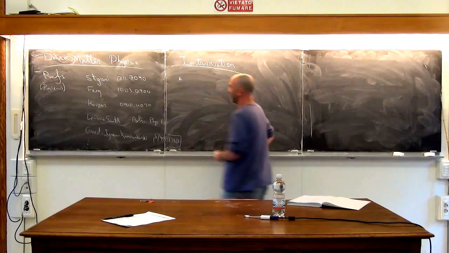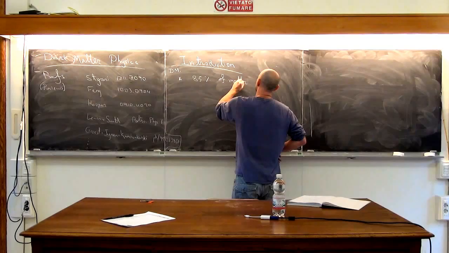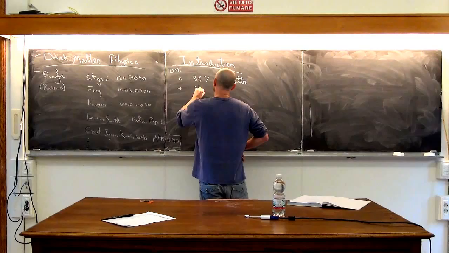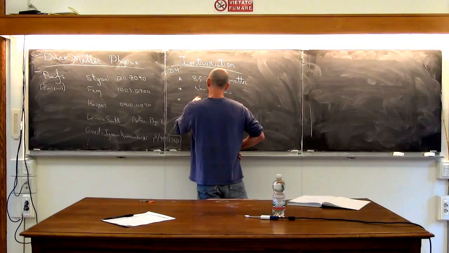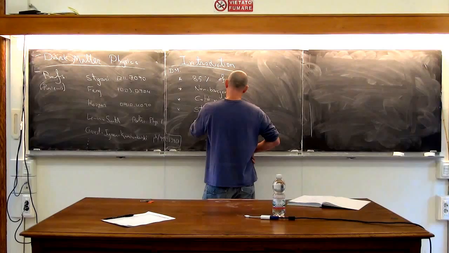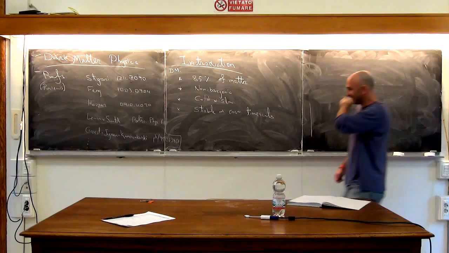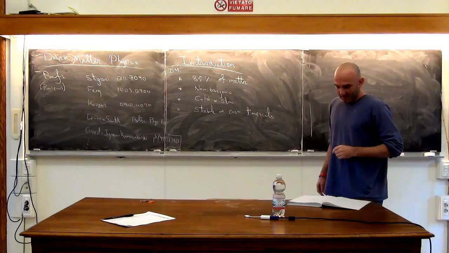The first thing is that it composes roughly 85% of matter in our universe. We know it is non-baryonic. We know it is cold and slow. We know it is stable on cosmological time scales. And of course it is neutral.